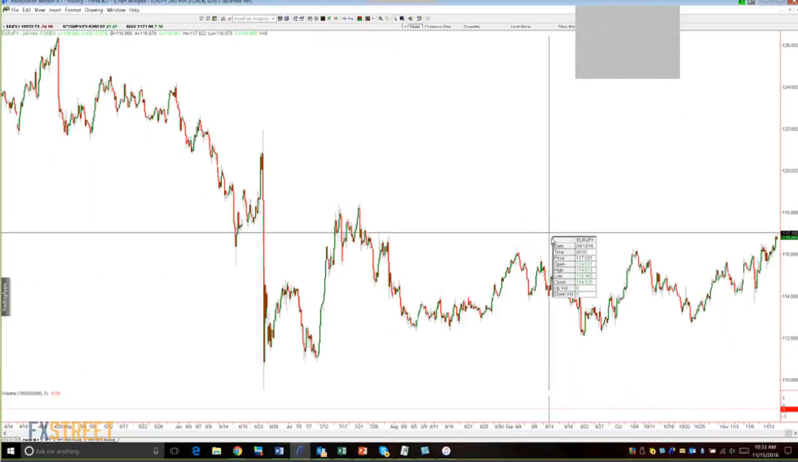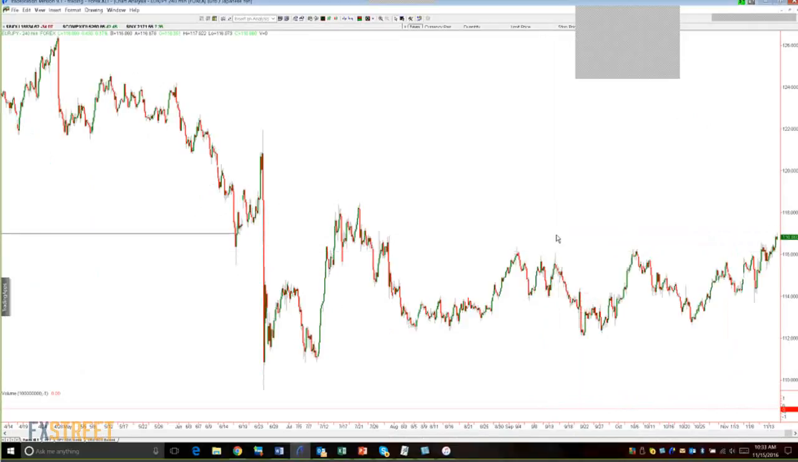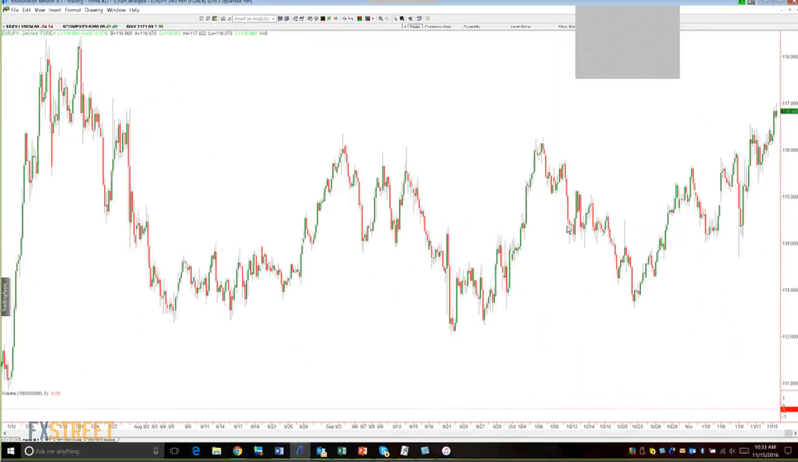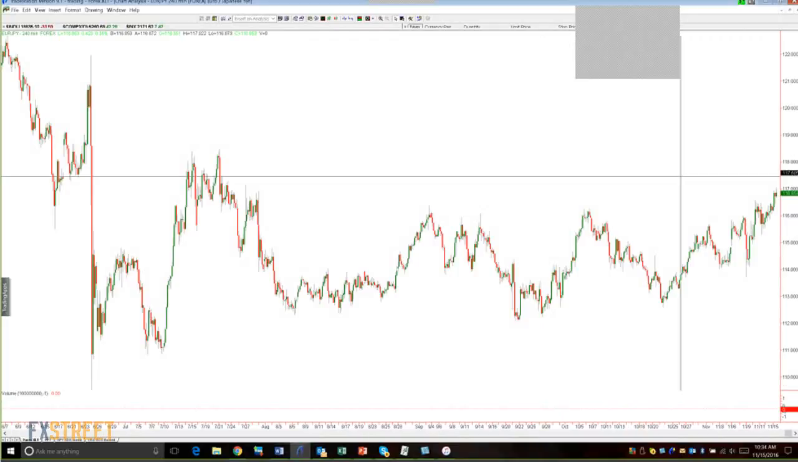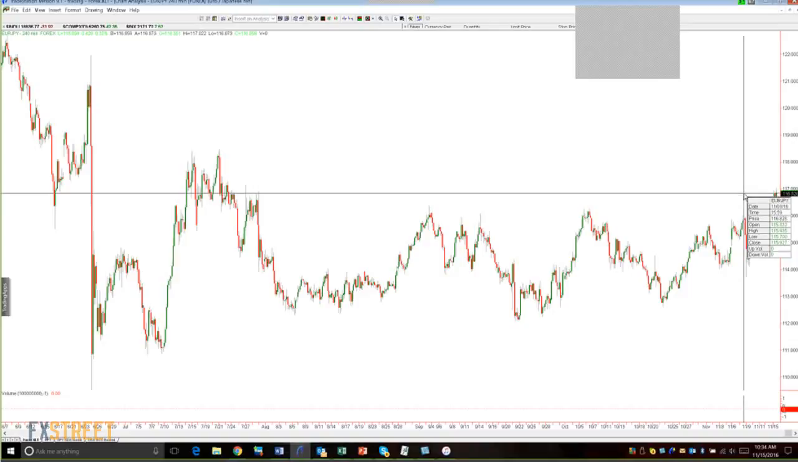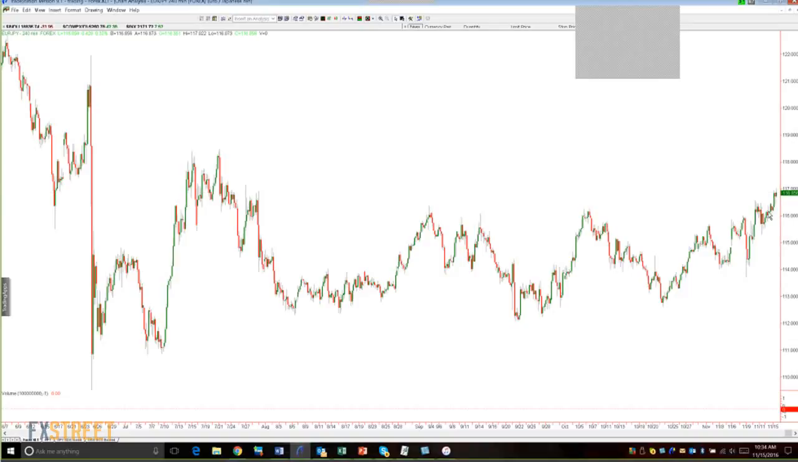While we're on the euro, just a quick peek over at the euro yen. The reason I wanted to bring this market up is because you have two nice demand zones sitting below current price that look really good. You have two or three decent demand zones sitting right below current price. I'm on a 4-hour chart.